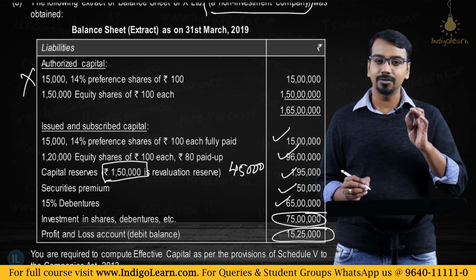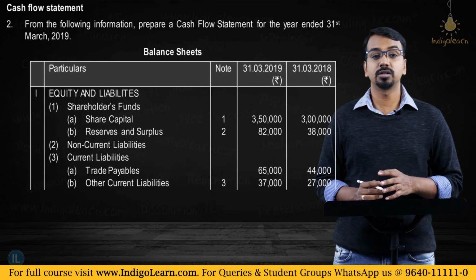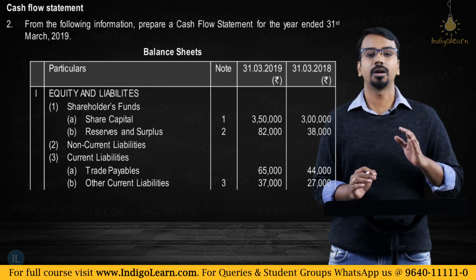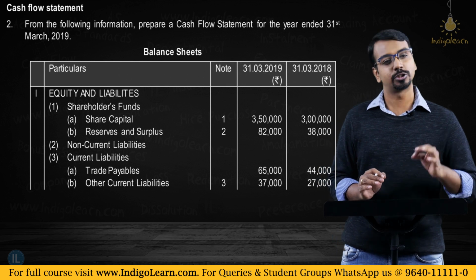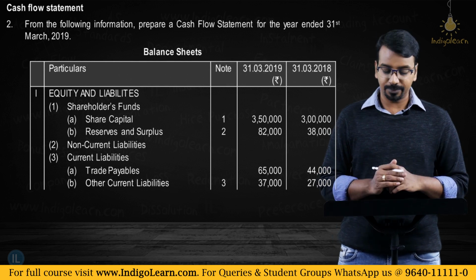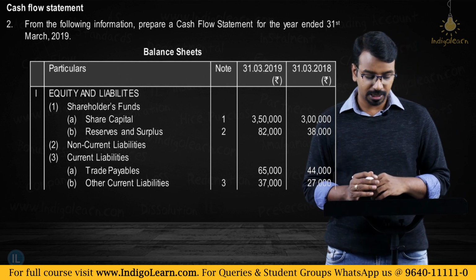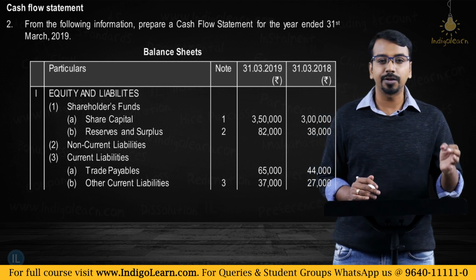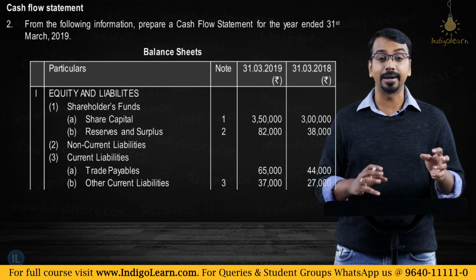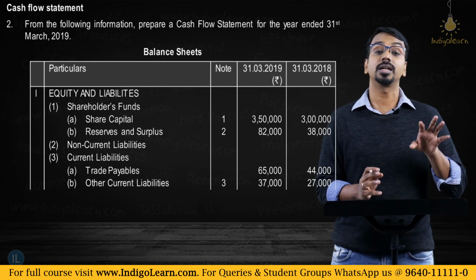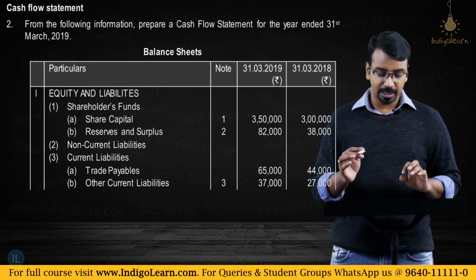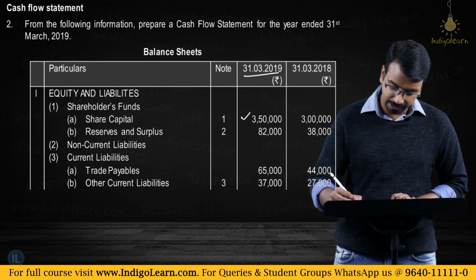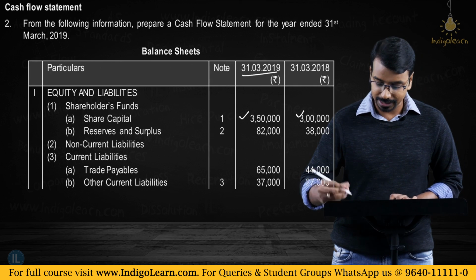The next question is on cash flow statement, slightly complex, but once you approach this question logically, it will be again an easy question to answer. From the following information, prepare a cash flow statement for the year ended 31st March 2019. Now, as you read the question, we need to figure out, is there some hidden adjustment or is there a possibility some other information that we need to extract. Now, starting with the share capital, you see on 31st March of 2019, it is 3,50,000. Here it is 3 lakhs.